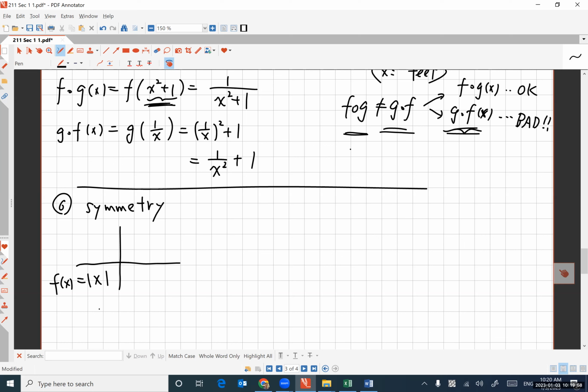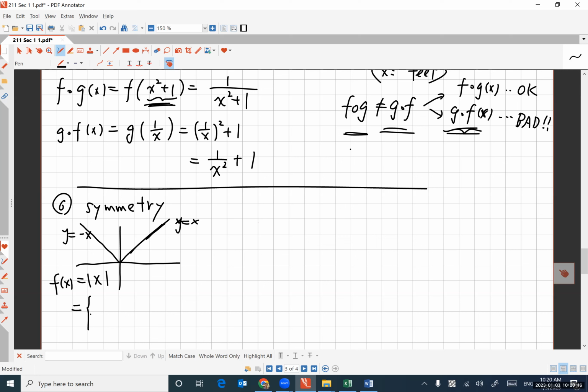Like that, okay? What does it look like? Well, it comes in like this and goes out like this. So this part is the same as y is equal to x. This part is the same as y is equal to negative x. Right?